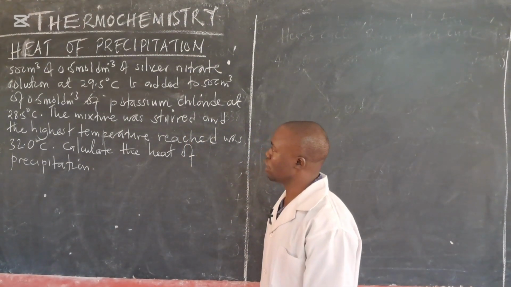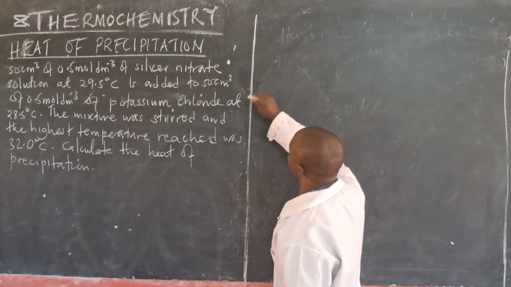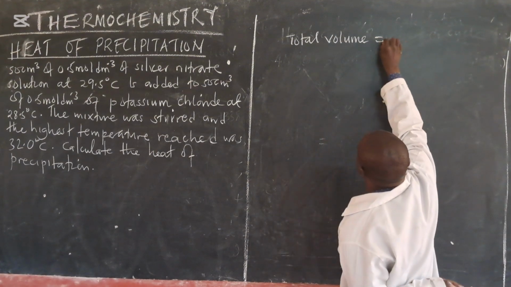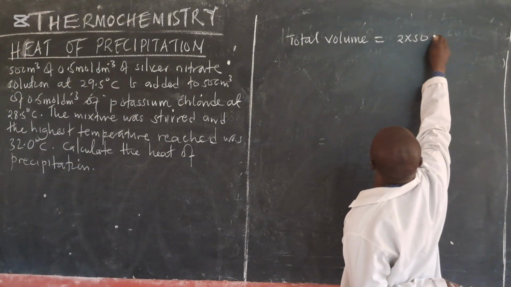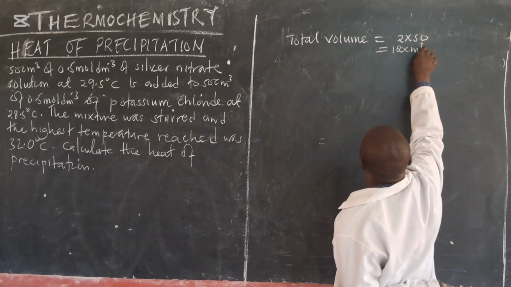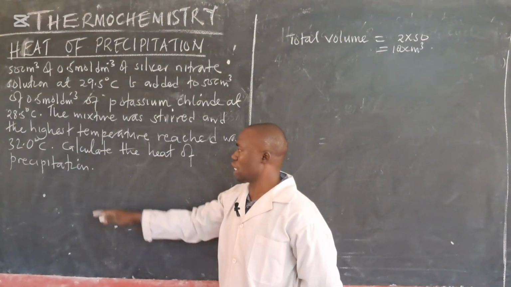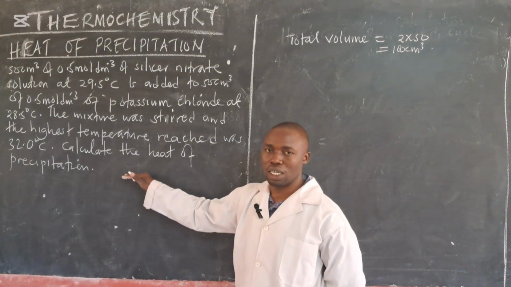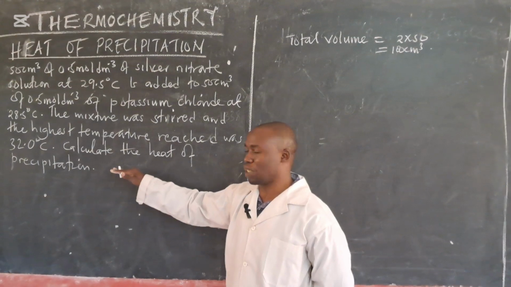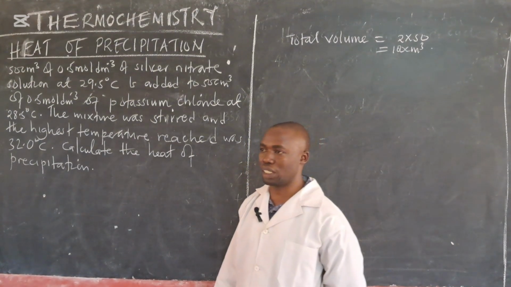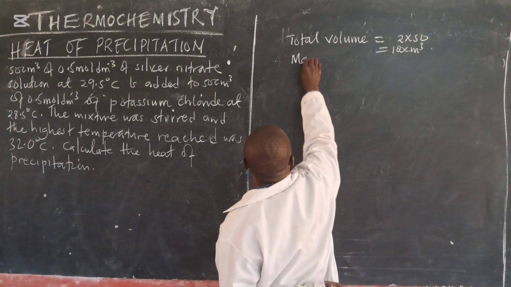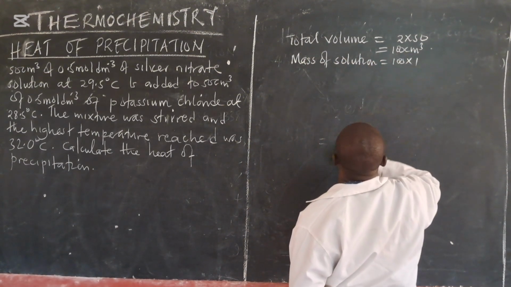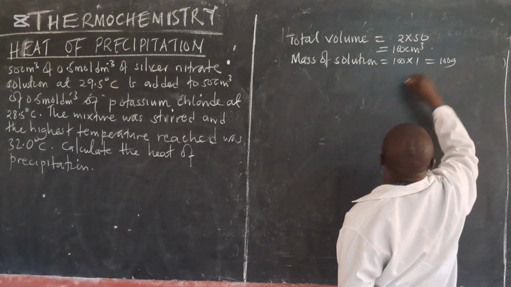So what we first do is to look for the total volume. That is, each is 50, so this is 50 times 2, giving us 100 cubic centimeters. Then the question has not given us information about density, but the assumptions are that the density of the solution and density of water is the same, and the specific heat capacity of the solution and that of water is the same. So we are going to use the mass of solution, multiplying by the assumption we made. That gives us 100 grams.